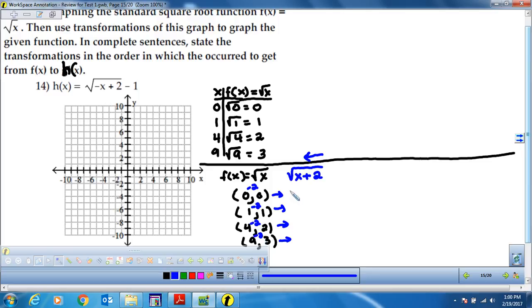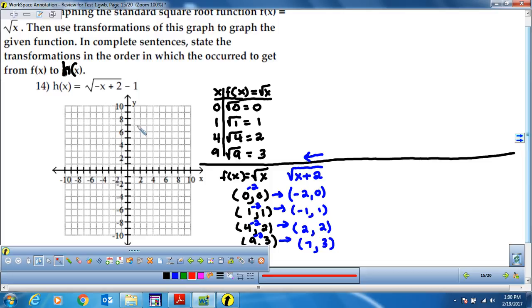So if I subtract the x values by 2, 0 minus 2 gives me negative 2, 0. 1 minus 2 gives me negative 1, 1. 4 minus 2 gives me 2, 2. And 9 minus 2 gives me 7, 3. So that is the first transformation here.